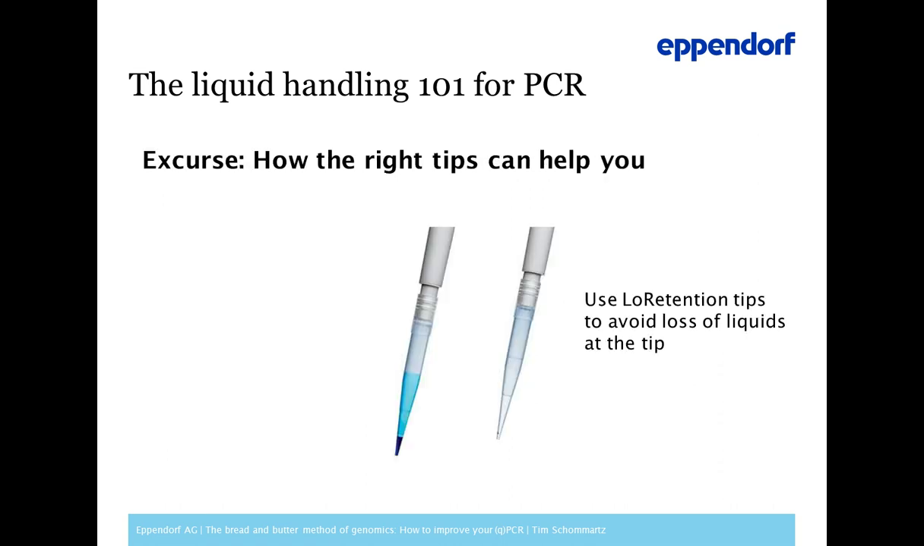So this is a good strategy for constant and precise pipetting of more difficult liquids, meaning liquids which are not aqueous. So another small excursus on consumables, so how the right tips can help you. What you can see here on the left is a regular tip, and on the right-hand side is a so-called low retention tip. And I think that you've all experienced that in the lab. If you're handling a very viscous liquid, sometimes they tend to stick to the tip, and it's really hard to get them off. And this leads to a loss of final volume in the tube.